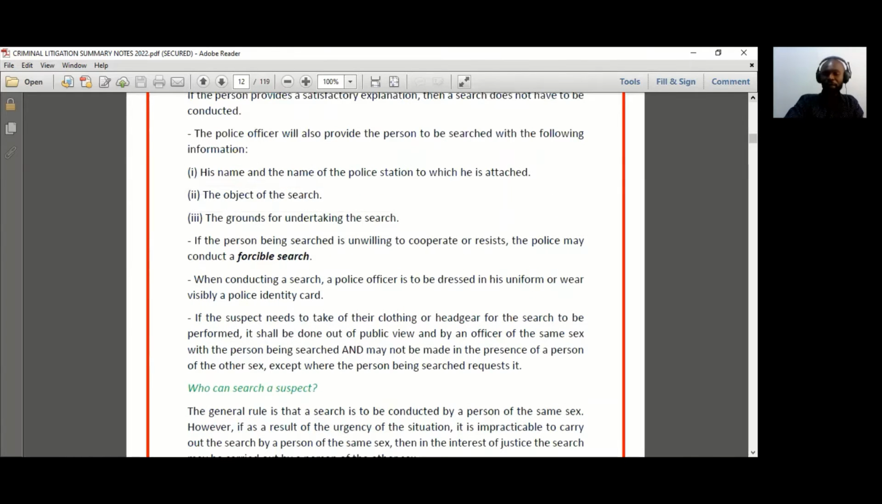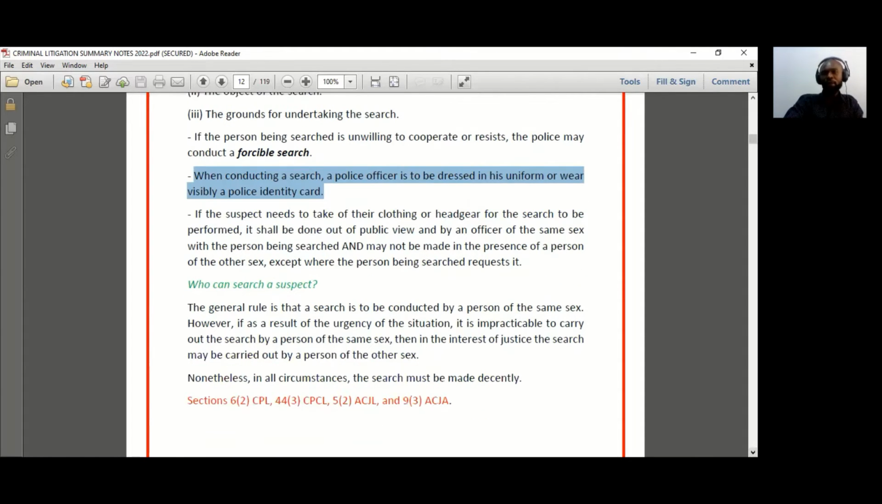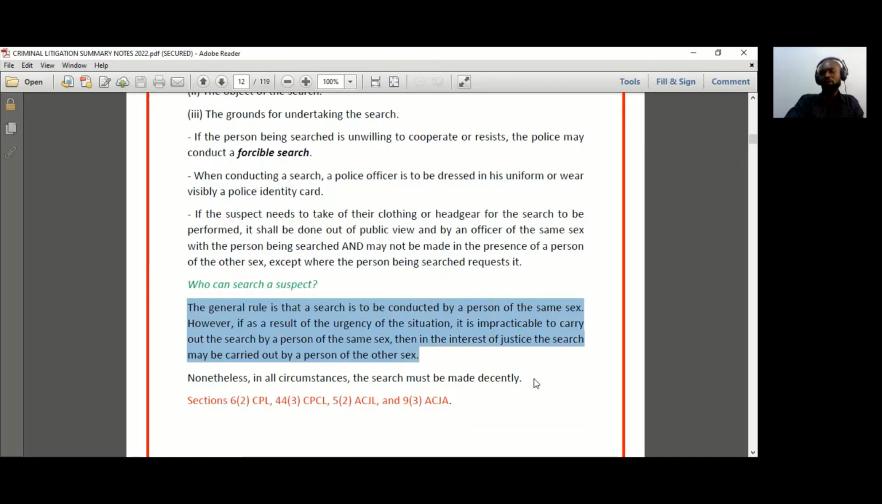So another thing worth noting from the Act is that the police officer who is to perform the search is supposed to be dressed in his uniform. If he's not dressed in his uniform, then he must have a visible police identity card that he is wearing. Now, who searches the suspect? The general rule we have, of course, is that it's an officer of the same sex that would conduct the search. But in situations of extreme urgency, where it's impracticable to have an officer of the same sex conduct the search, then it may be conducted by an officer of the other sex. But in every instance, the search must be conducted decently.